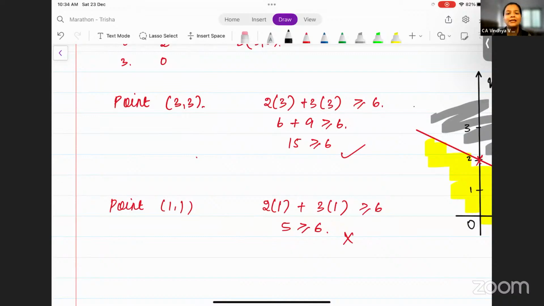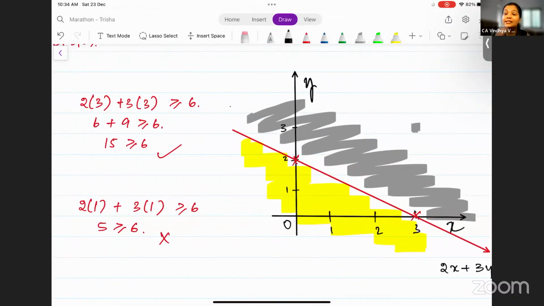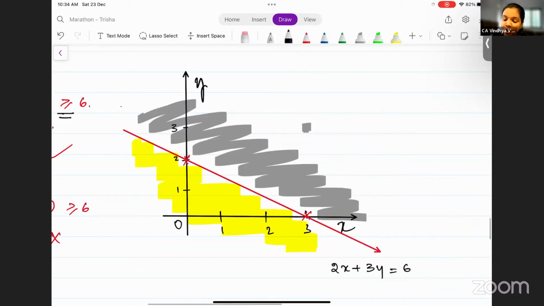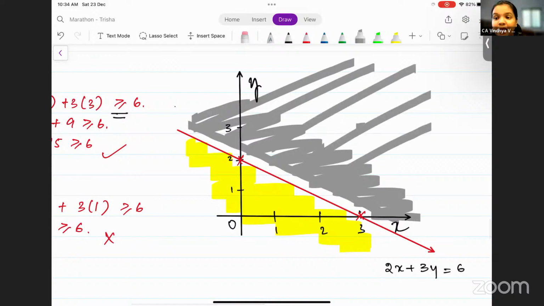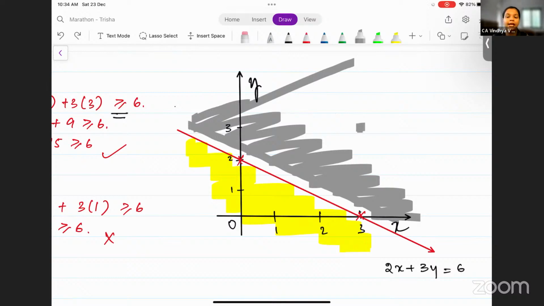When the line is not passing through the origin, like in this question, and the inequality is greater than or equal to, then the shaded area would be away from the origin. What is away from the origin? Away from the origin is nothing but your gray area. See this, is it going towards the origin? No. This gray area is going away from the origin. So this is your shaded area.